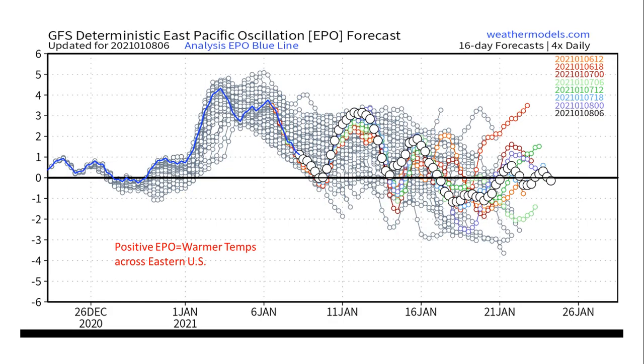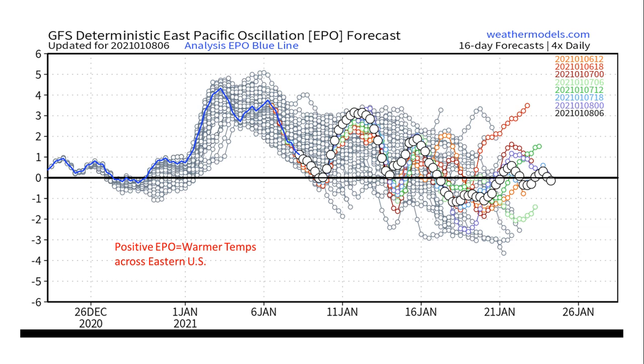The GFS deterministic EPO forecast, and this one is off the 06Z run today on the 8th of January, showing the EPO is coming down from a pretty strongly positive phase to more of a neutral phase around the 10th of January, back up again, and then back down again, back up again, and it's like a roller coaster, right?